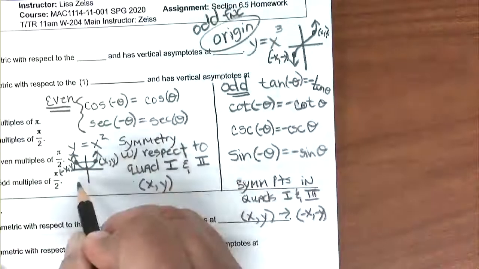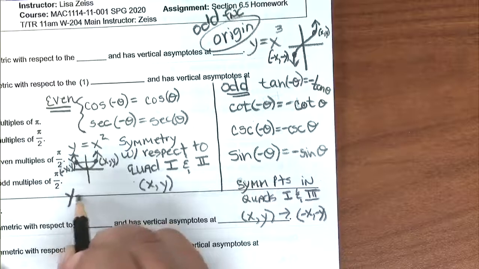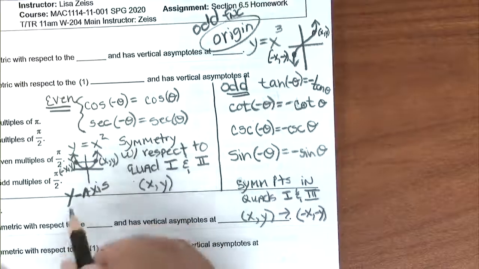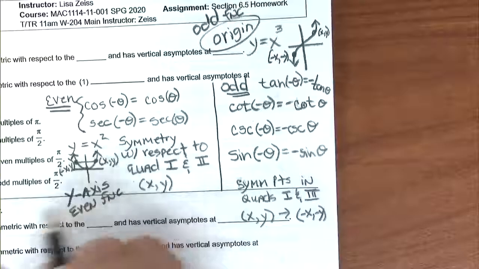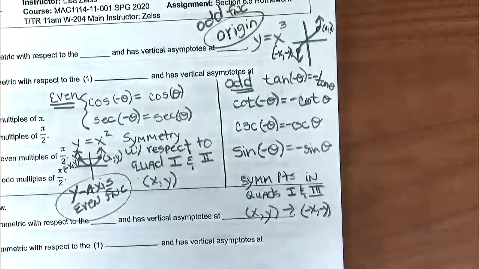This picture right here, this is called y-axis symmetry. And that's for anything that is an even function. All right, let's go and answer this question now.